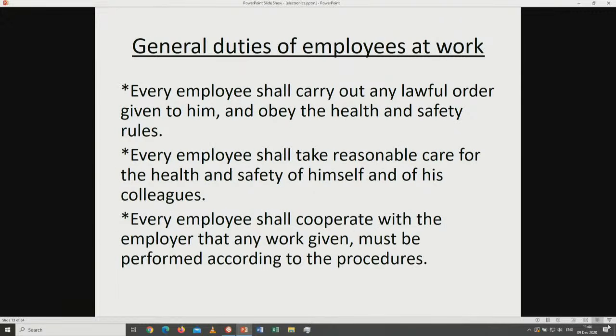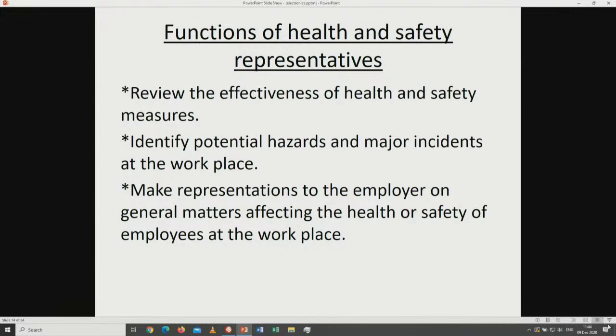General duties of the employees at work, I'll skip that one, but it is important that learners also read through everything under occupational health and safety.